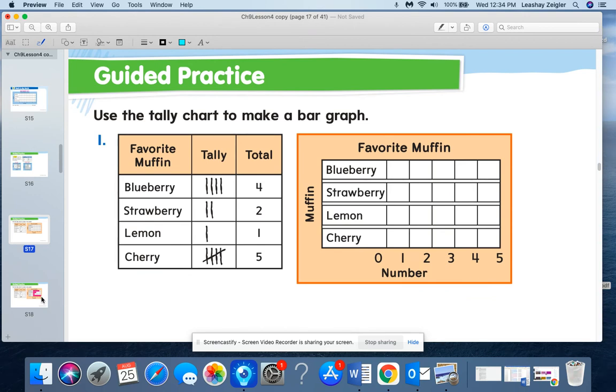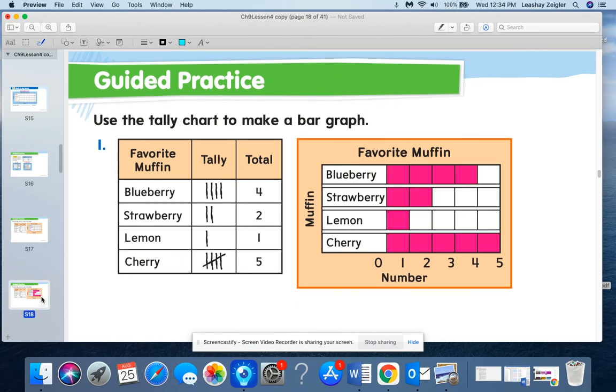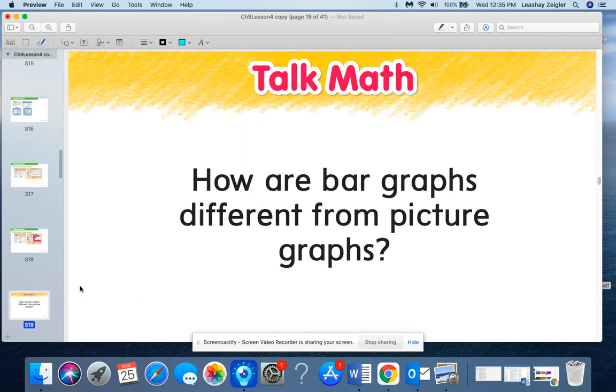Once you did your chart on page 550, it should look something like this when you're done with it. If it doesn't, you may have made an error. But we had our tally marks up here. It showed us our tally marks. They had given us our digits, and then we had to fill them in. So blueberries are 4, so they have all the way out to 4 darkened in. Strawberries are 2, so we have 2 for strawberries. Lemon was 1. Lemon, we have 1. And cherry was 5. So we have all the way to 5 darkened in.